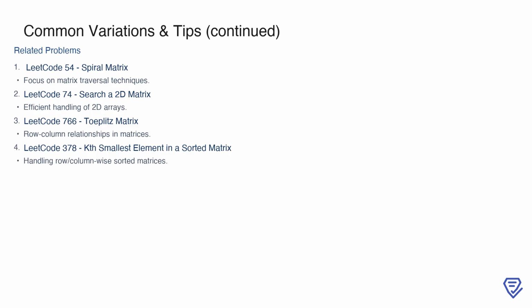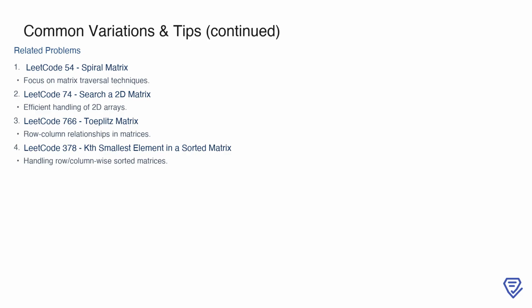If you want to deepen your understanding, exploring related problems can be very helpful. For instance, LeetCode 54, Spiral Matrix, emphasizes matrix traversal techniques, which are foundational for working with 2D arrays. LeetCode 74, Search a 2D Matrix, focuses on efficiently handling 2D arrays, particularly in scenarios where they are sorted. LeetCode 766, Toeplitz Matrix, examines row-column relationships in matrices, a concept that overlaps with the logic needed for lucky numbers.